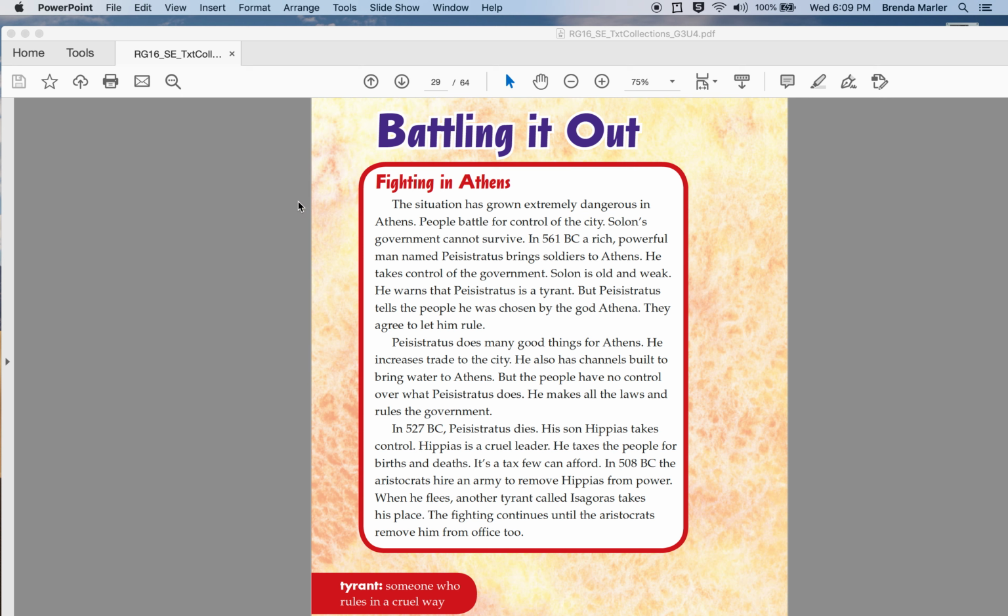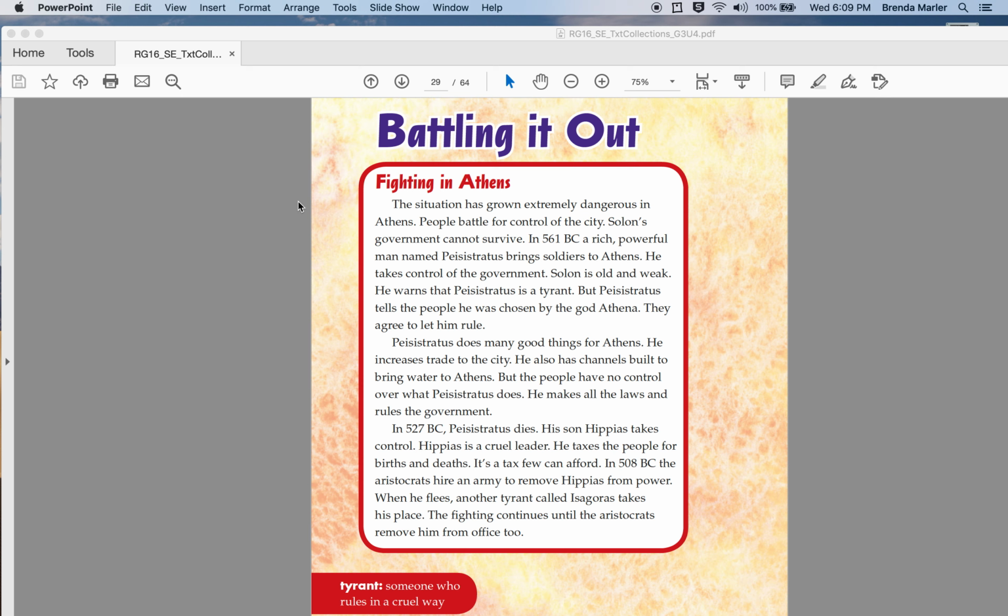Fighting in Athens. The situation has grown extremely dangerous in Athens. People battle for control of the city. Solon's government cannot survive. In 561 BC, a rich, powerful man named, and I want to make sure I get this right, it's a difficult name for me to pronounce, Pisistratus. Pisistratus brings soldiers to Athens. He takes control of the government.